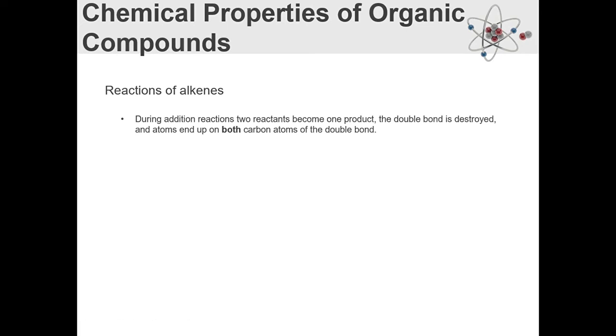So during addition reactions, two reactants can become one product, the double bond is destroyed, and atoms end up on both carbons of the double bond.